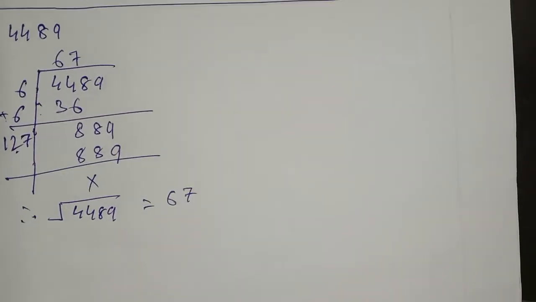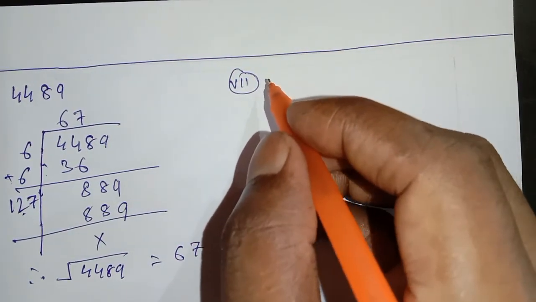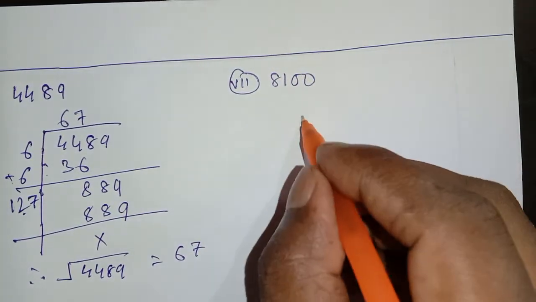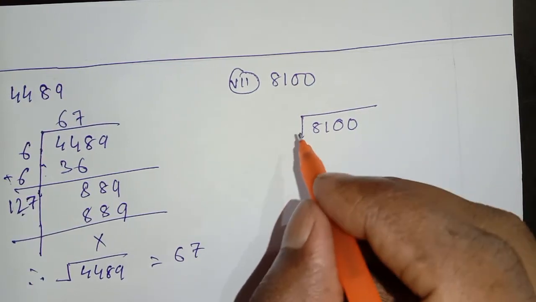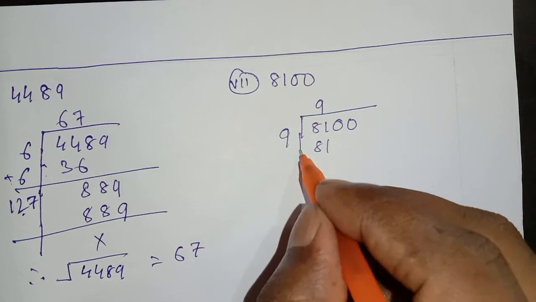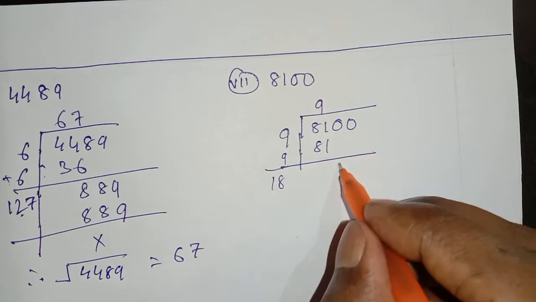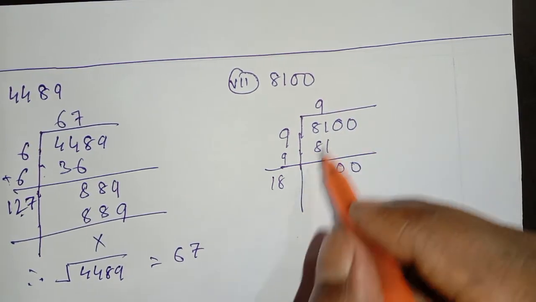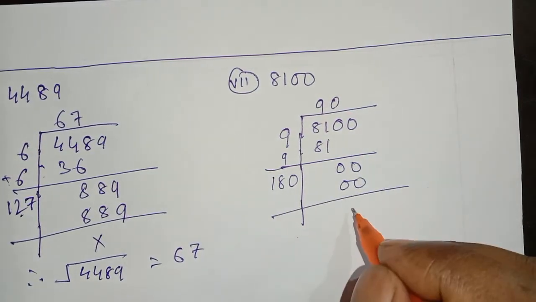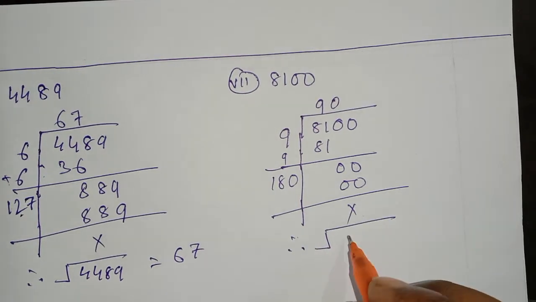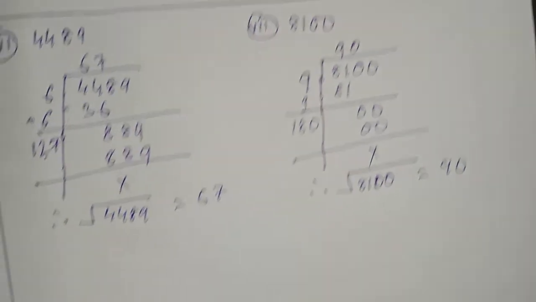Okay. Next number 7. 8100. Now first is 81, then 8 means we can take 9 times. 9 9 is 81. Then 9 plus 9, then what will we get? 18. Now this is minus, this will be 0 0. Then what number can you take? If we take 0, then 0 into 180 means 0 only. Then cancel. Then what got? Therefore square root 8100 equal to 90. Okay.